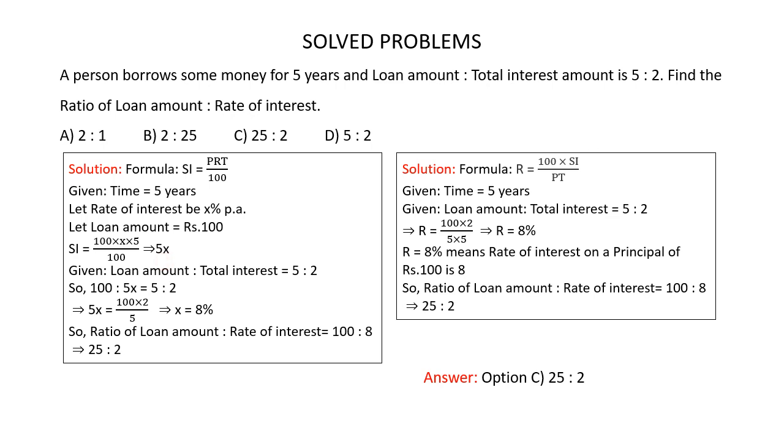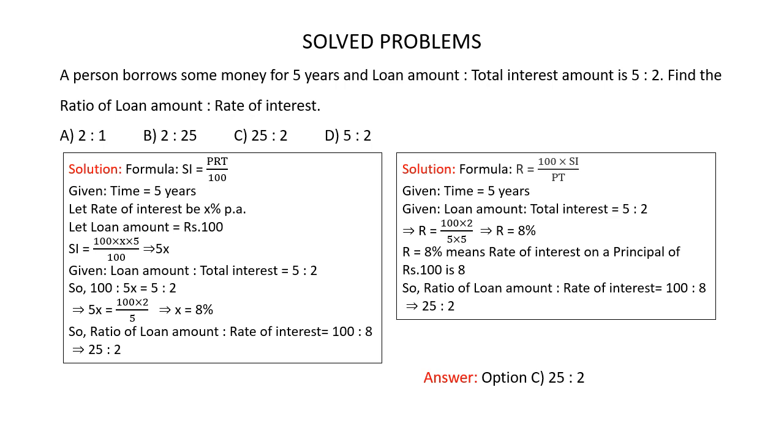Now it's given that loan amount is to total interest is equal to 5 is to 2. Now we have assumed the loan amount as rupees 100 and we have found out that the total interest is 5x. So 100 is to 5x is equal to 5 is to 2. Now on solving this, we get 5x is equal to 100 multiplied by 2 divided by 5, which means x is equal to 8%. Now we are asked to find the ratio of the loan amount and rate of interest.